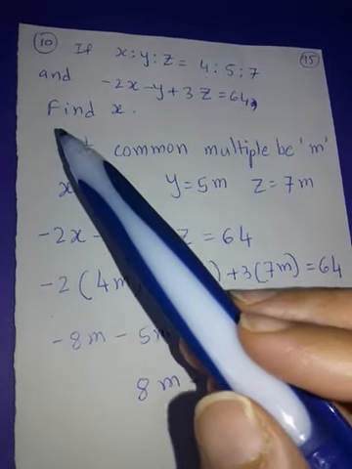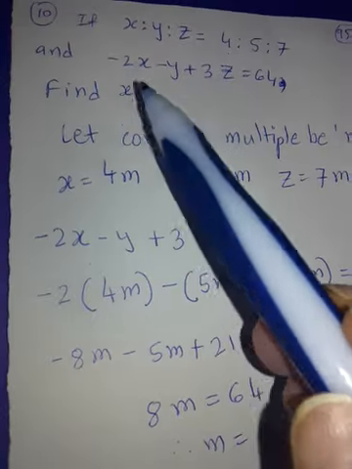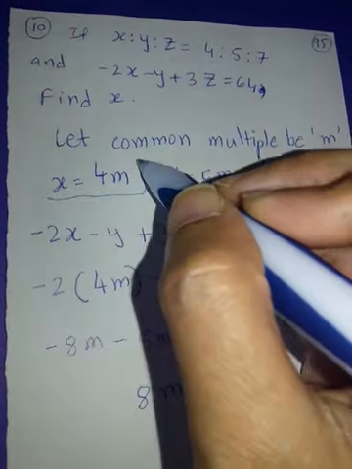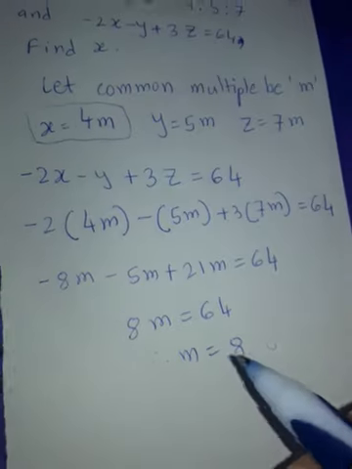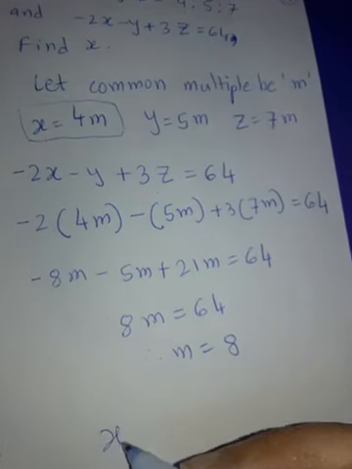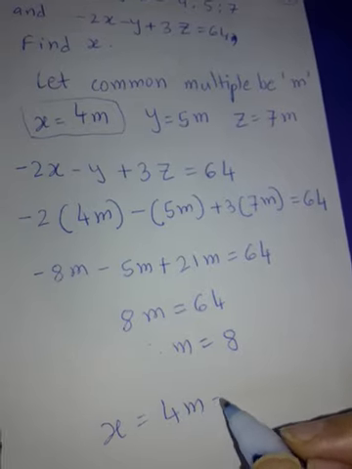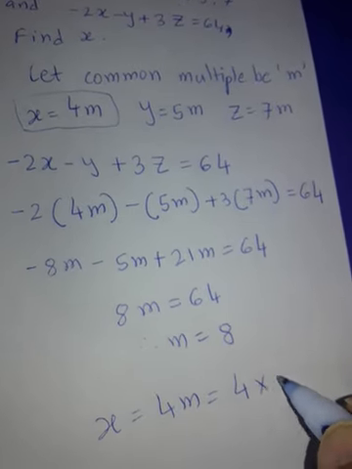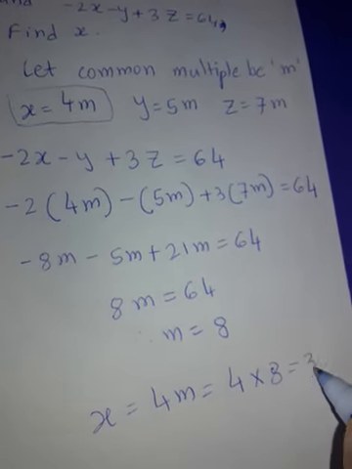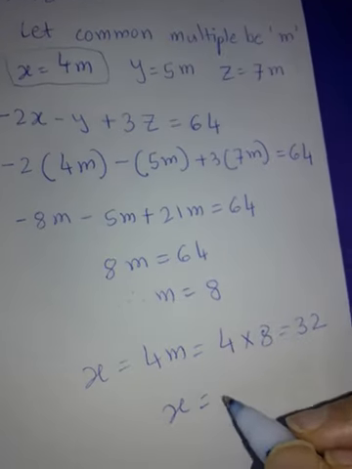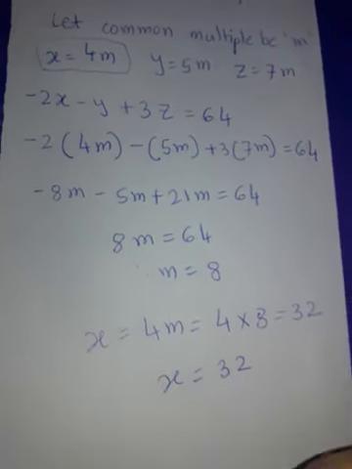What is the question? The question is find x. And what is x? X is 4m and m is 8. That is 4 into 8, 32. So your answer is 32.